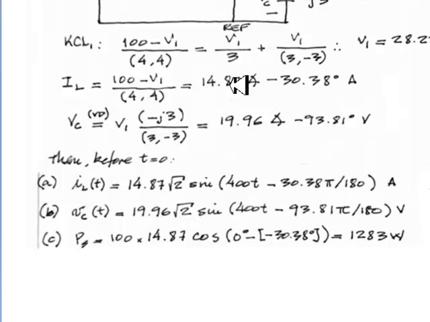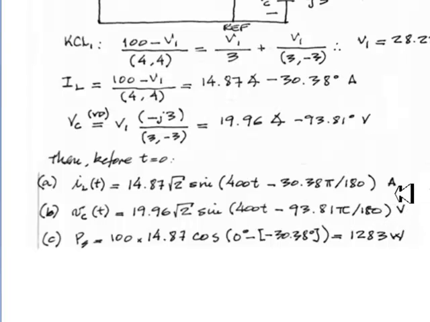The current in the inductor as a function of time has the peak value, this RMS value multiplied by root 2, sine 400t. Why 400t? Because the frequency is the one of the source, 400 radians per second, minus the phase, 30 degrees times pi divided by 180 to make that into radians, and those are amps. And the voltage in the capacitor is 20 root 2, that is the peak value of the voltage in the capacitor, sine of 400 radians per second times t, minus 94 times pi divided by 180 volts.